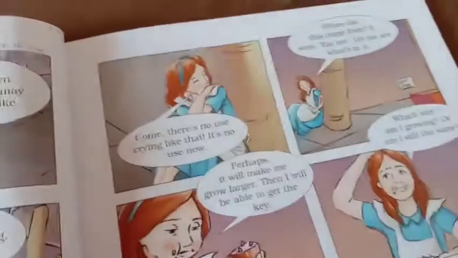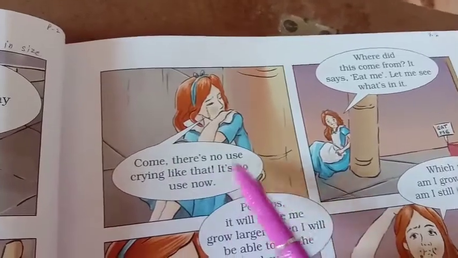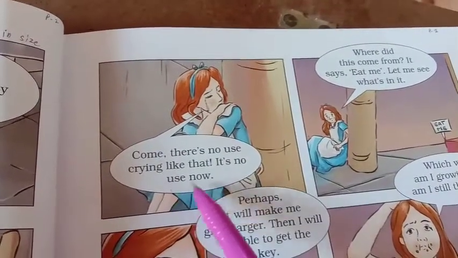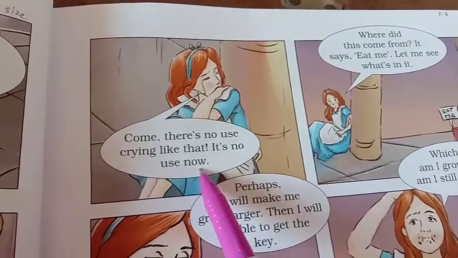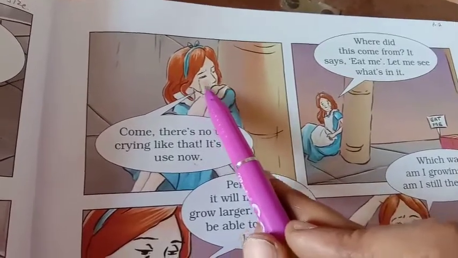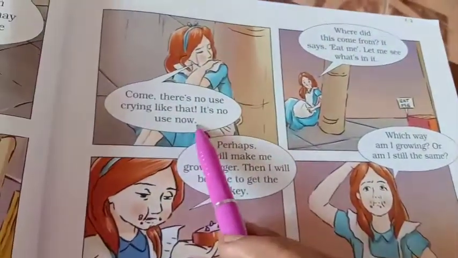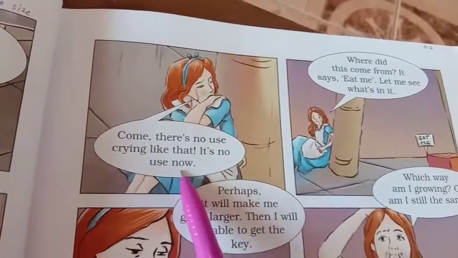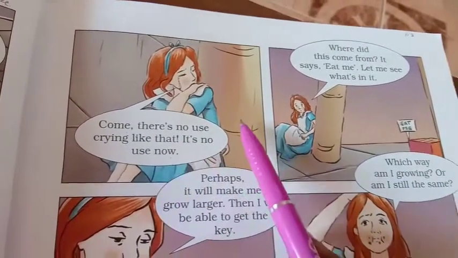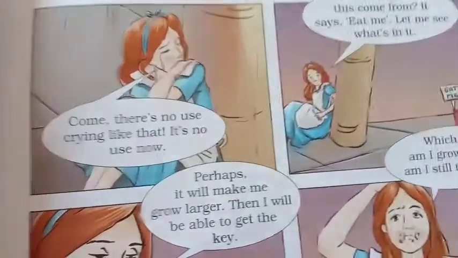Okay. Next page. Come, there's no use crying like that. It's no use now. Now she is feeling so bitter. She's so sad that she's crying. You can see the tears welling up in her eyes. It's flowing out. It's really very sad. She's crying now. Very, very sad. She's not able to reach the key. She's not able to visit the garden on the other side of the tiny door. She's very sad, and she's sitting near the leg of the table crying like a baby. Even you also cry when you're very sad.